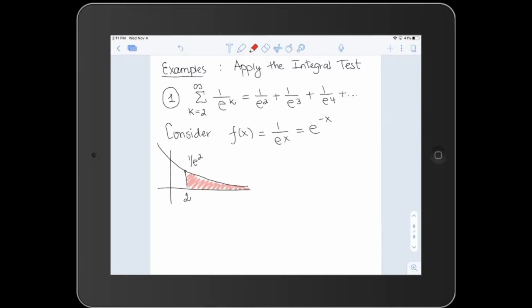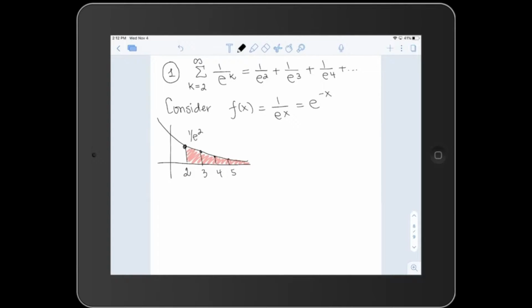How so? Well, if the area is finite, then we're only adding just these values right here, just adding 1 over e squared plus 1 over e cubed and so forth. So we're really just taking a portion of what's already finite. It has to be finite. So then we can compute this. This is not difficult to compute.